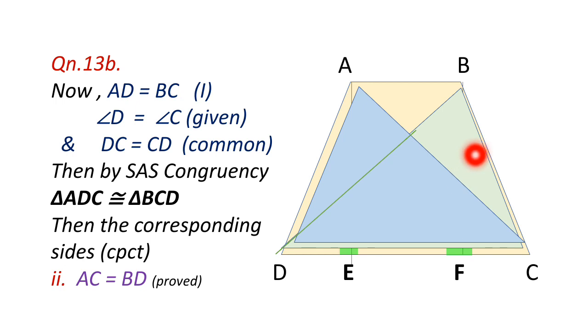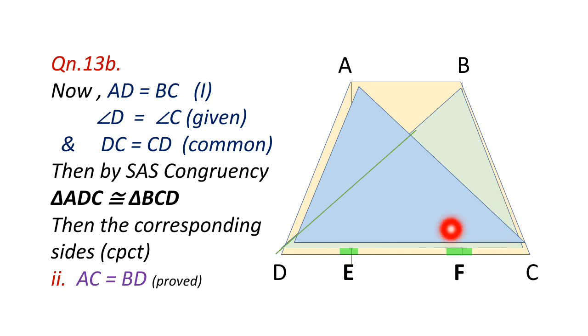The triangles that we are considering here are this bluish color one and this greenish color triangle. AD is equal to BC, as it is found in the previous bit. So this AD is equal to BC. The angles are equal. This angle D, which is actually ADC, is equal to BCD. So this angle is equal to this angle.